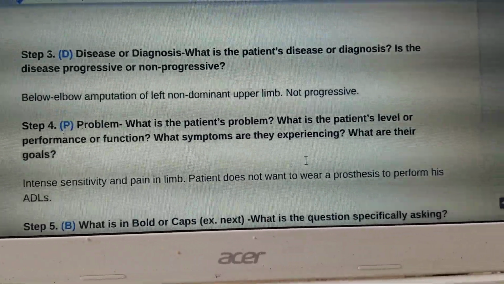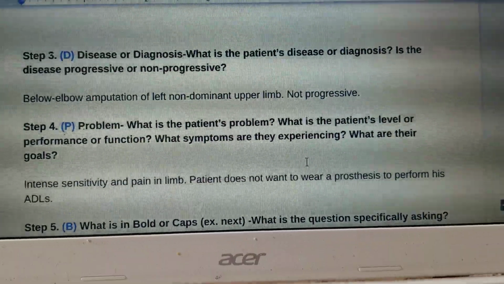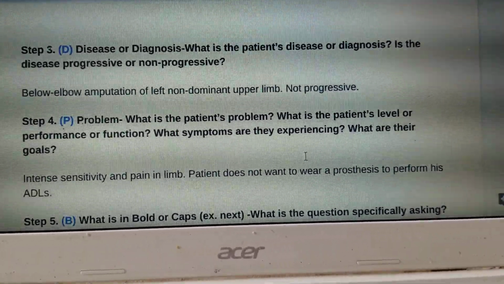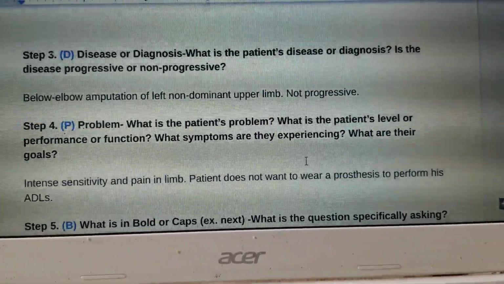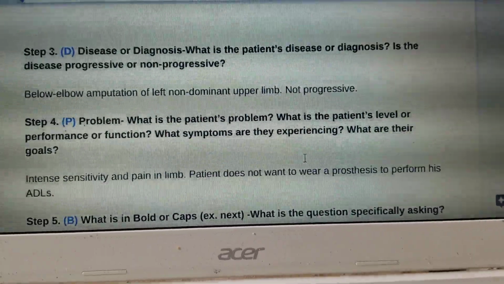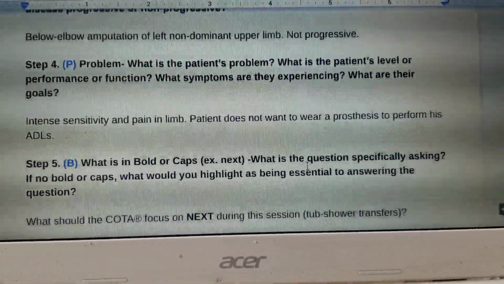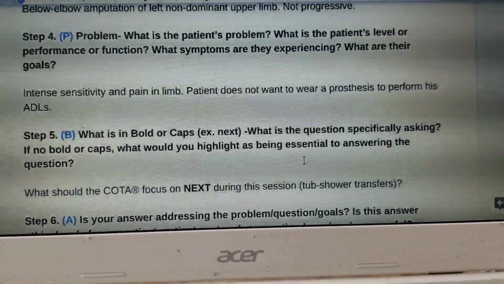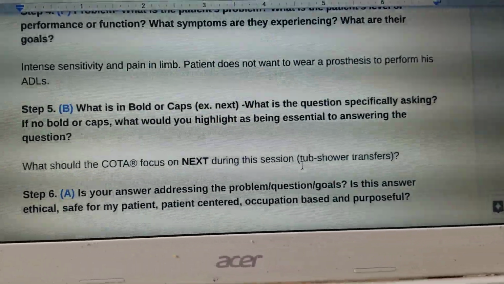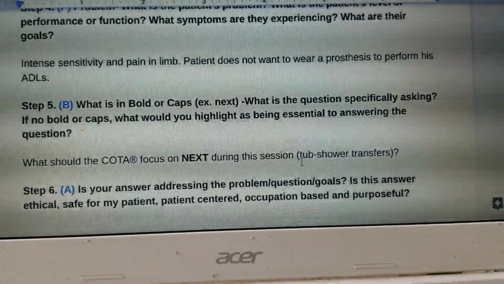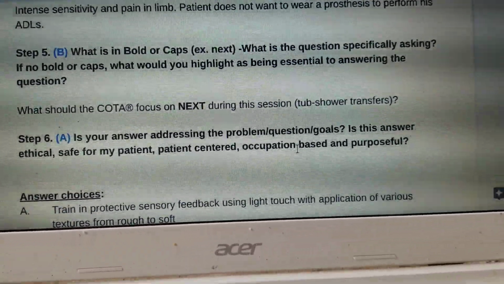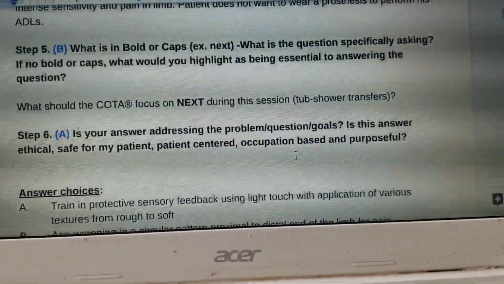So in step 4, let's think about the patient's problem. So what is their performance or function, and what symptoms are they experiencing? So what is the patient's goal? So the patient has intense sensitivity and pain in the limb, and the patient does not want to wear a prosthesis to perform his ADLs. So now we know that, let's think about what the question's asking. So think about what's in caps or in bold or what comes right before the question mark. So it's really talking about what should the COTA focus on next during the session, the tub shower transfer.